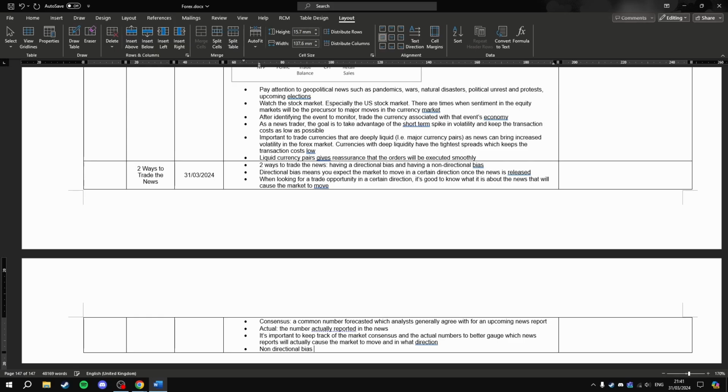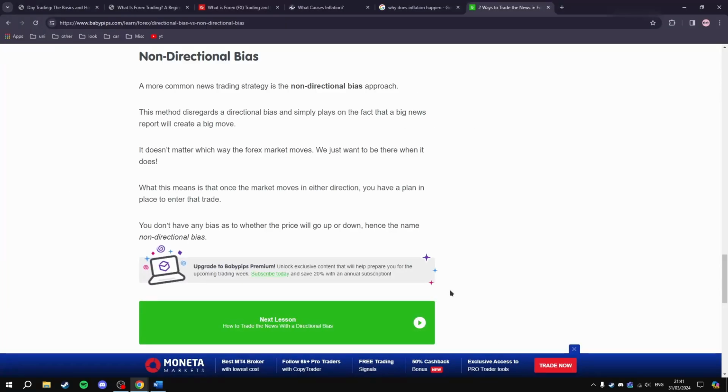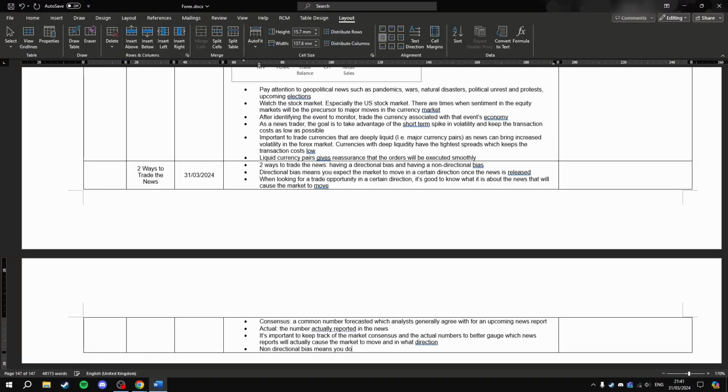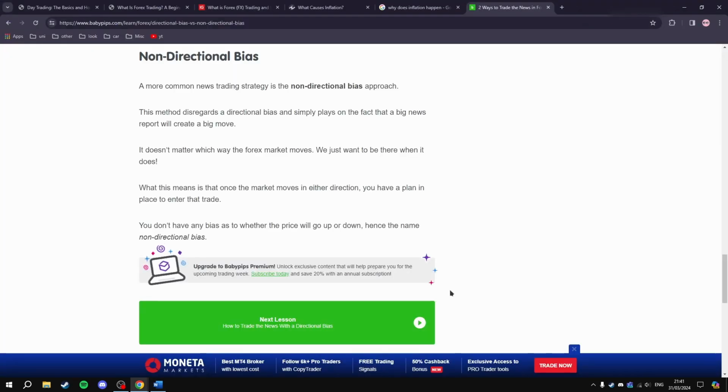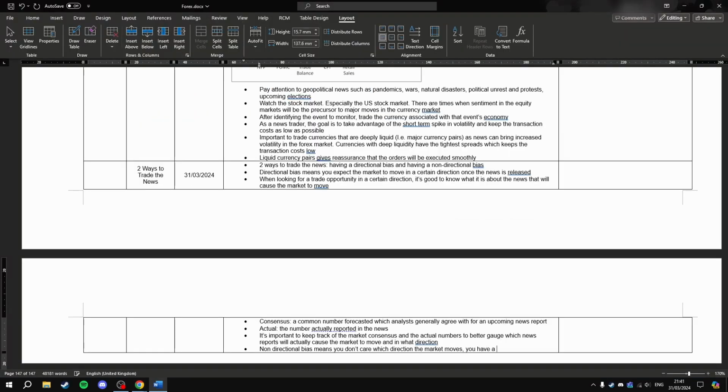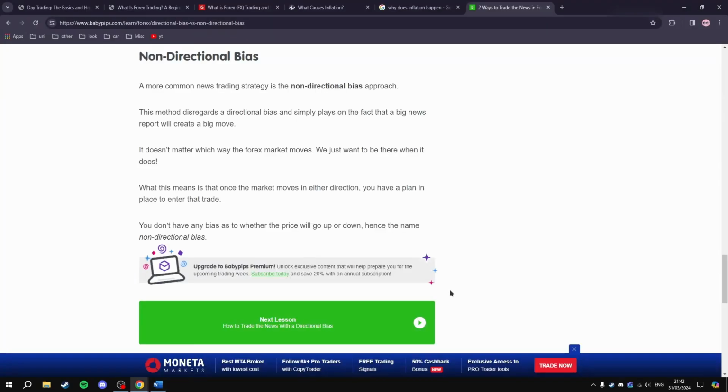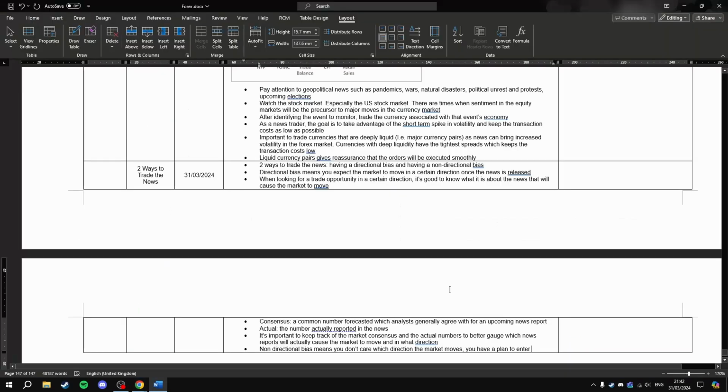Non-directional bias means you don't care which way the market moves or which direction the market moves. You have a plan to enter anyways.